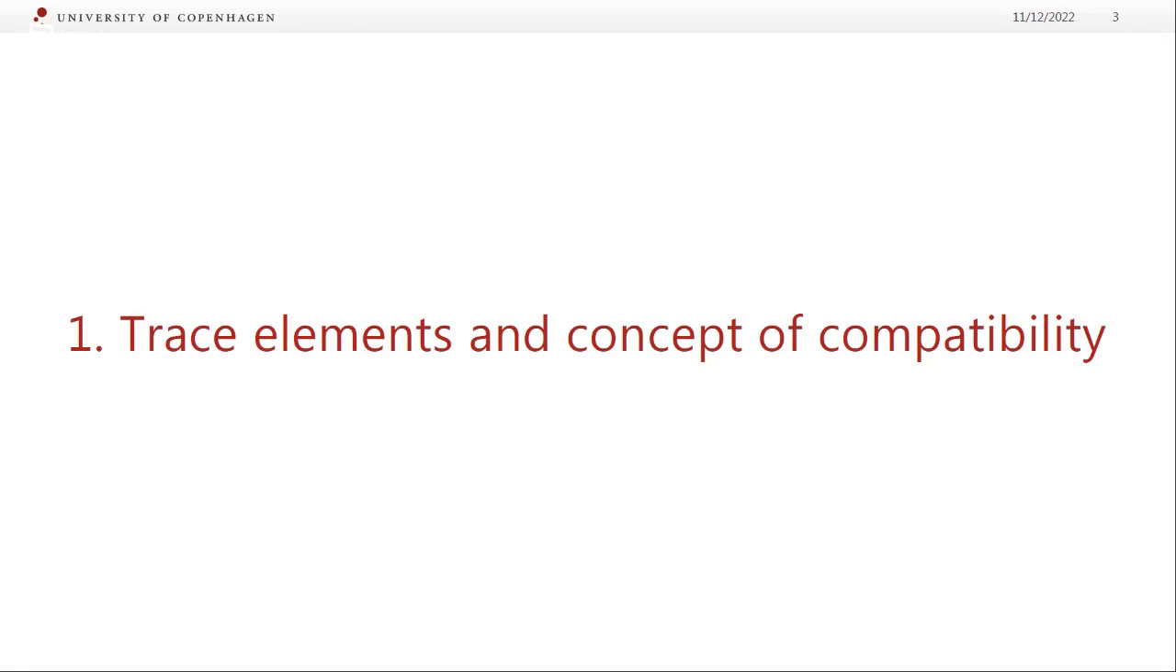So this is going to spawn off this huge lecture on trace elements, and we'll start off just talking in really general terms about what a trace element is and the concept of compatibility.